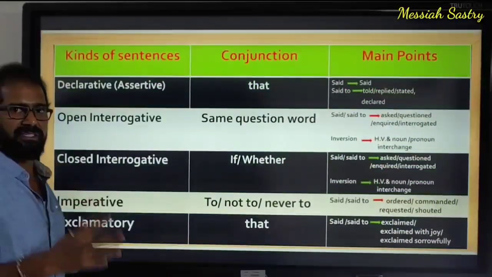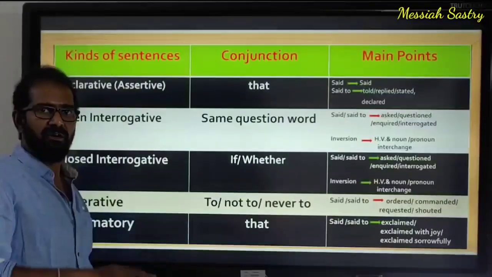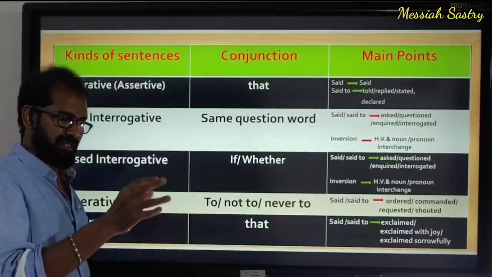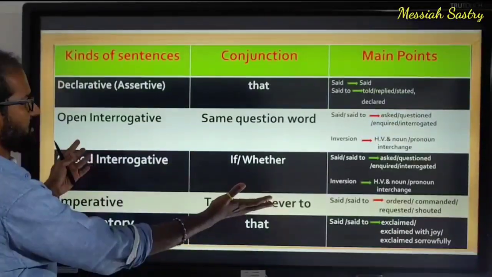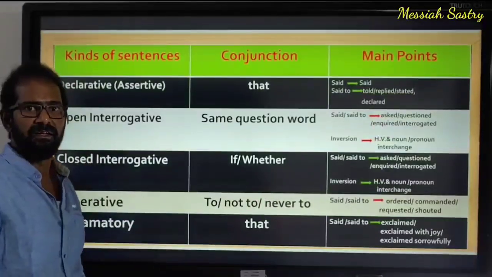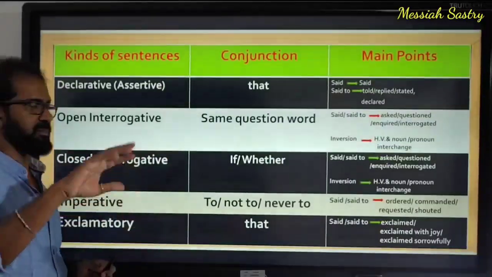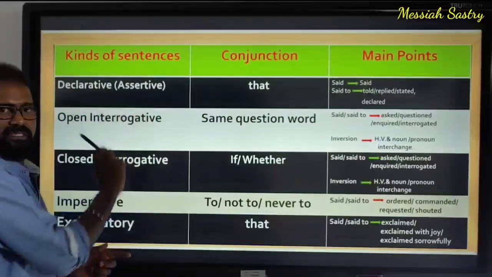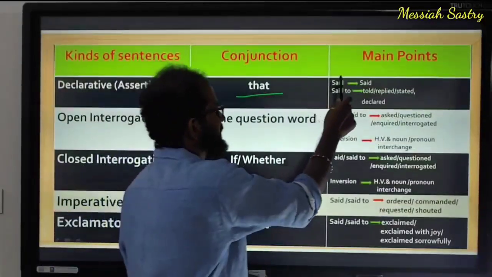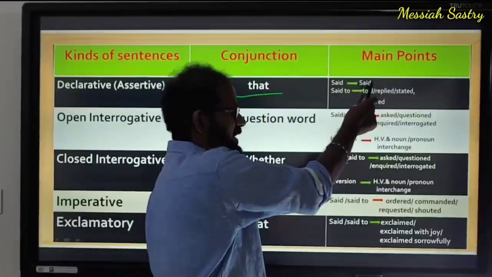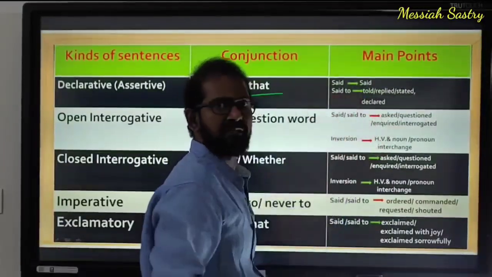So far we have discussed all 5 kinds of sentences and how to change direct to indirect speech. This is the summary. The table on the board is just a summary of all the kinds of sentences. Just to recollect all the points: in a declarative or assertive sentence, we use the conjunction that, and said we don't change, we write said. Said to we change into told, replied, stated, declared.